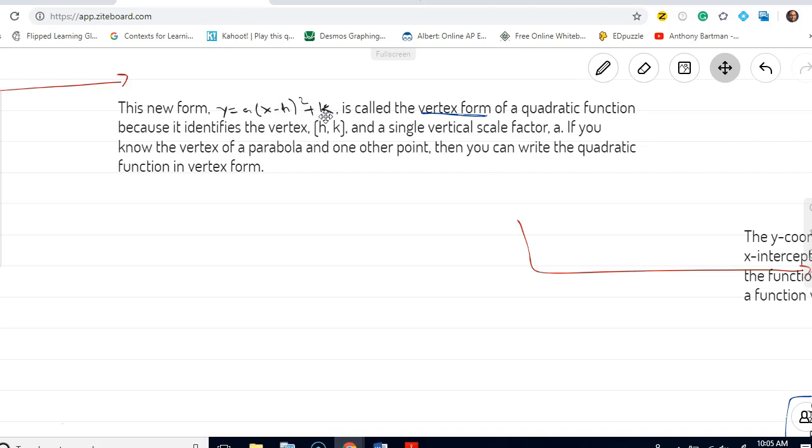Okay, it identifies the vertex, h and k, inside and outside. How much did it shift left or right? How many shift up or down? And there's a single vertical scale factor, a. So this a could be positive, it could be negative, it could be 1, it could be 9, whatever. If you know the vertex of a parabola and one other point, you can write the quadratic function in its vertex form. So vertex form is really going to be quite handy.